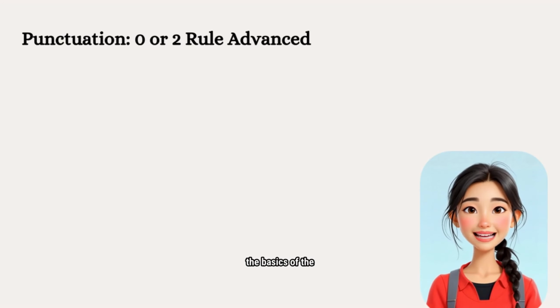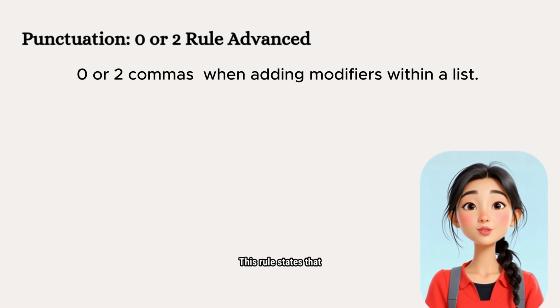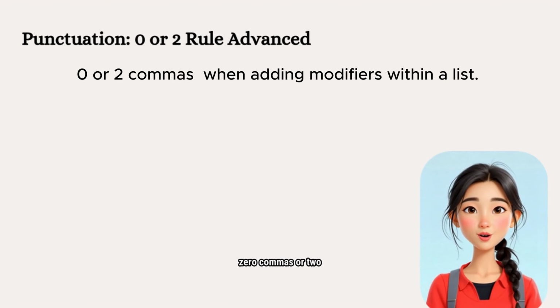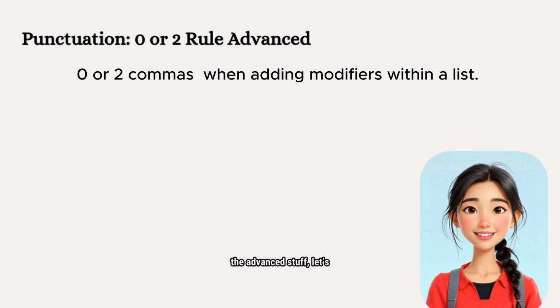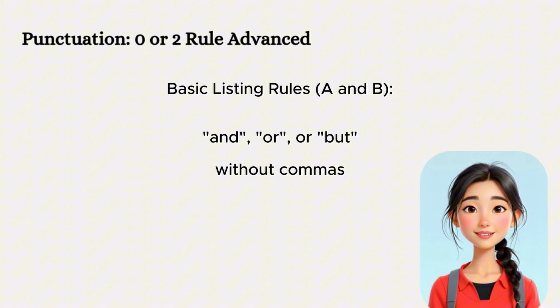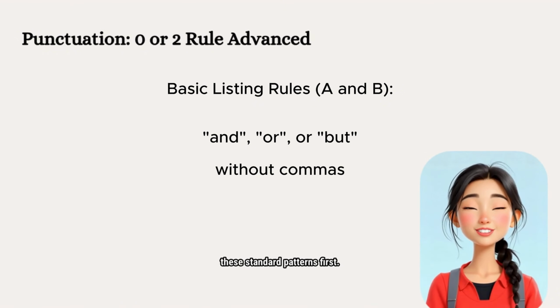Now that we've covered the basics of the 0 or 2 rule, it's time to level up. In this lesson, we are going to dive into the advanced 0 or 2 rule, punctuation in lists. This rule states that you must use either 0 commas or 2 commas when adding modifiers within a list. Before we get into the advanced stuff, let's review the basic listing rules. You have to master these standard patterns first.